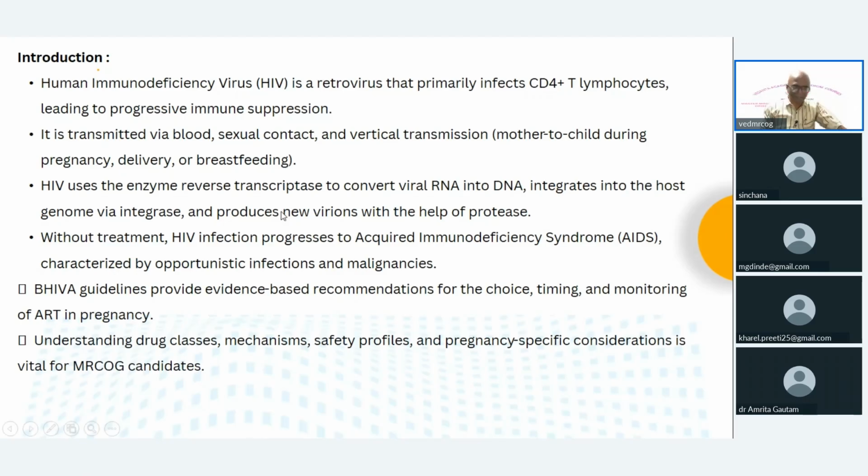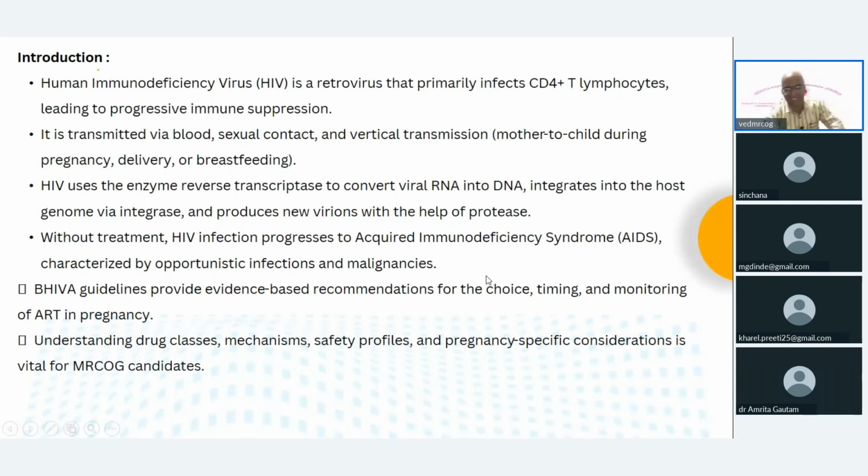There is a reverse transcriptase, there is an integrase, and there is a protease, and the drugs are acting on these, so we need to know about it. Without treatment, HIV infection progresses to acquired immunodeficiency syndrome, that is AIDS, characterized by opportunistic infections and malignancies. BHIVA guideline provides evidence-based recommendations for choice, timing, and monitoring of ART in pregnancy. Understanding drug classes, mechanisms, safety profiles, and pregnancy-specific considerations is important from our examination point of view. So listen to these drug classes and their mechanisms in the subsequent slides, and then we'll go for the various regimens.